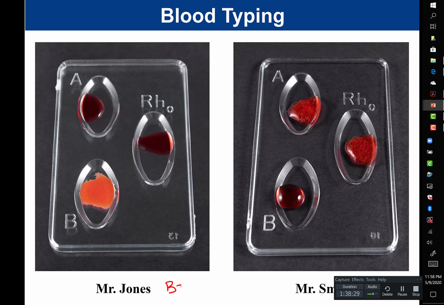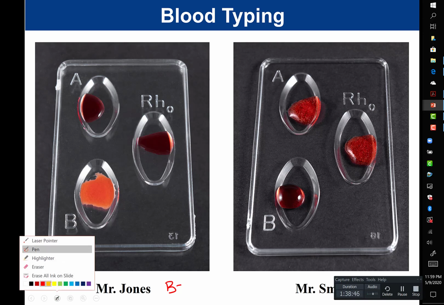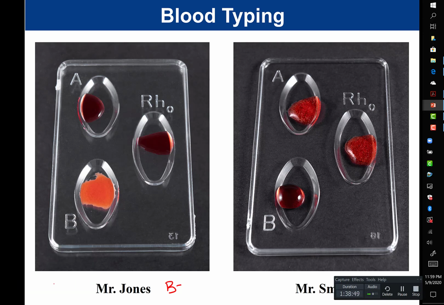After you do that, go ahead and push play to hear the answer so that you make sure you're studying the right thing. So if we look at Mr. Smith, did we see agglutination for A? Let me change my ink here so maybe it shows a little better. Did we get agglutination for A? Yes. We see agglutination. We see clumping. We see precipitates in A. Do we see agglutination in B? Answer is no. So no agglutination in B.